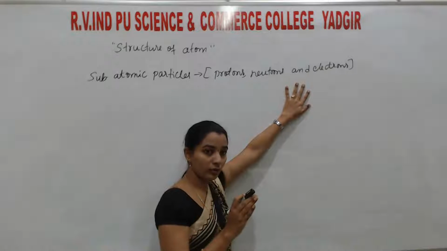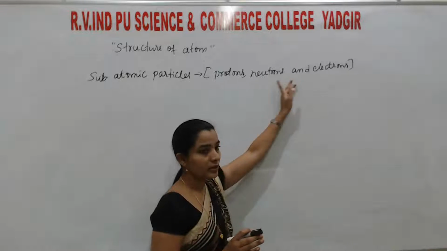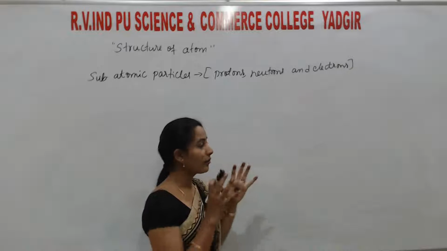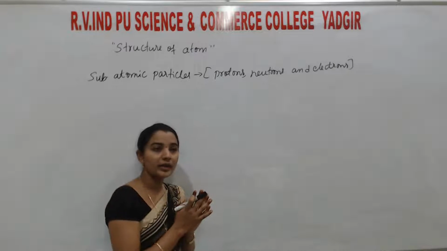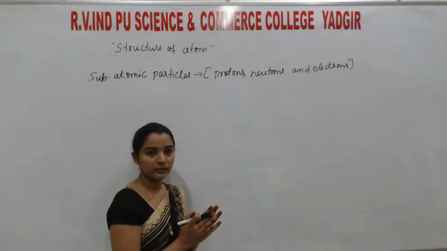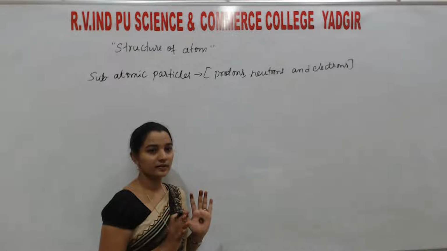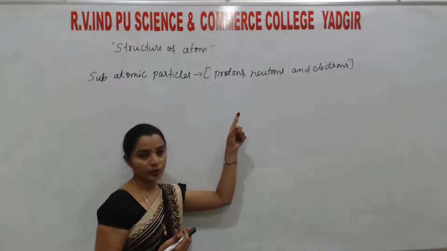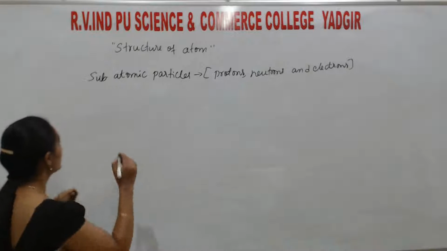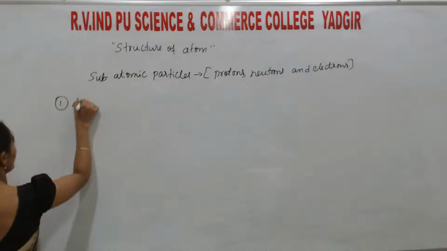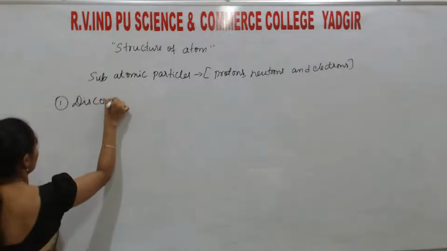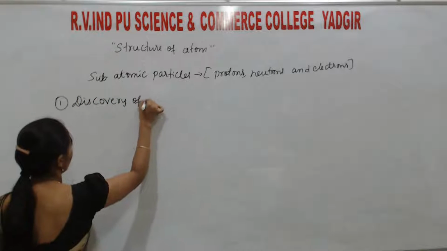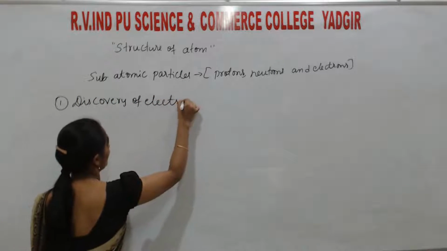Before identifying these subatomic particles, we had a blind idea of how they could exist. By God they exist. Later, many scientists discovered the subatomic particles. In that, the first one is the discovery of electron. I'll go one by one.